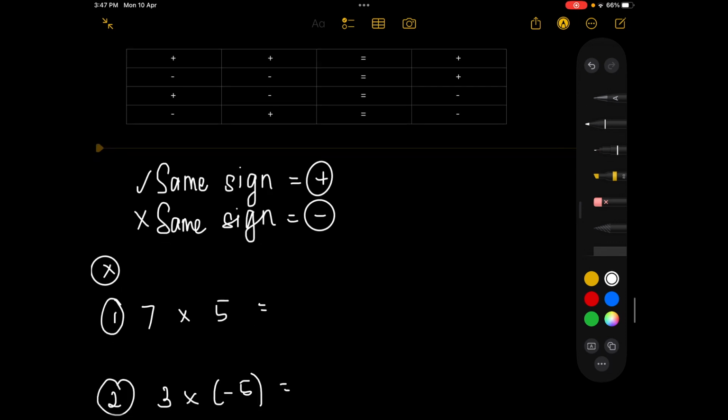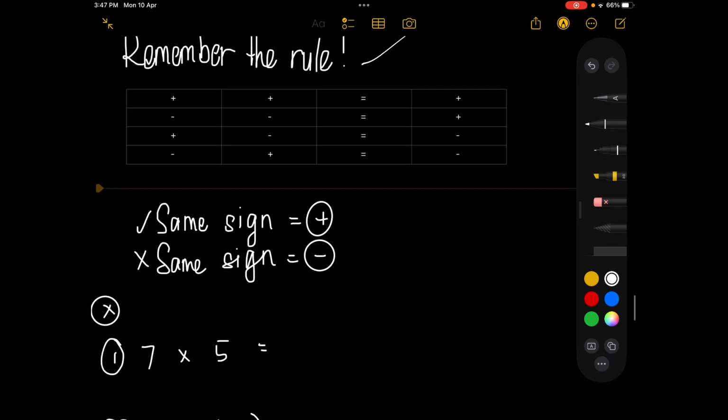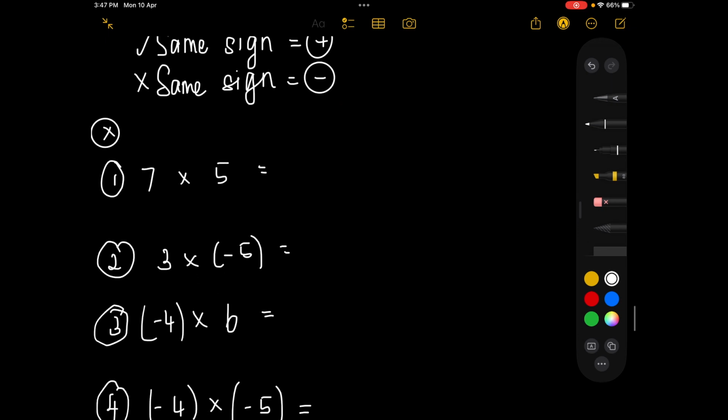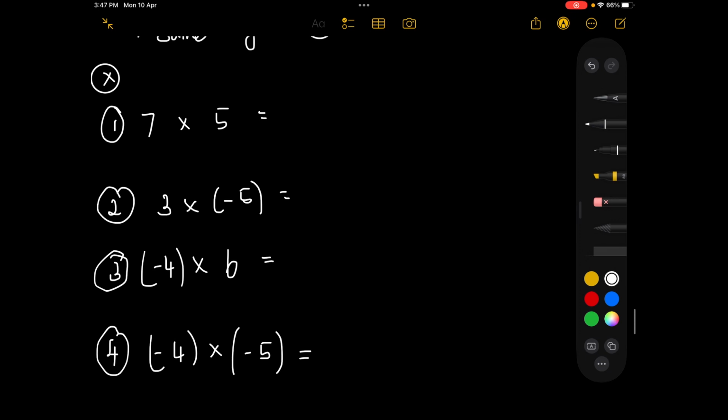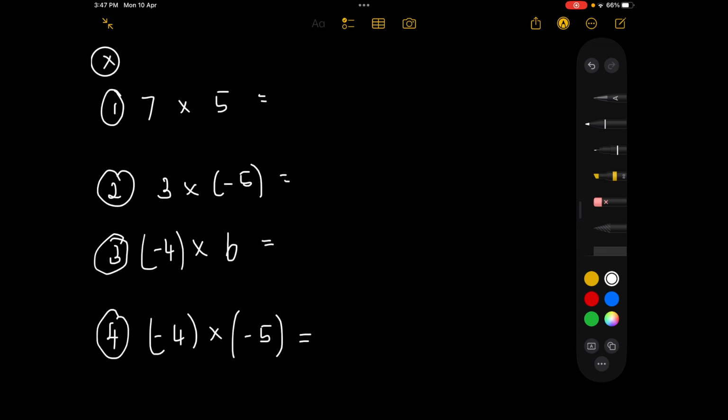For the first multiplication question, let's start off with something that we know. 7 times 5. By now I assume that you know your multiplication table. If you are struggling with multiplication, I would recommend you to memorize the tables. If not, you can use your calculators, no problem. 7 times 5 we get 35. Nothing new with that, everything is the same.